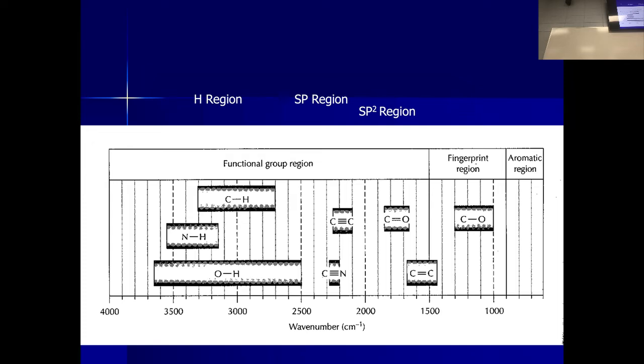All right. So I'm going to jump ahead a little bit, and I'm going to give you the gist of it. This is roughly an IR spectrum. You'll see the wave numbers down at the bottom, and you'll see some functional groups that I've put in here for you. Okay? You're going to need to know this by memory.